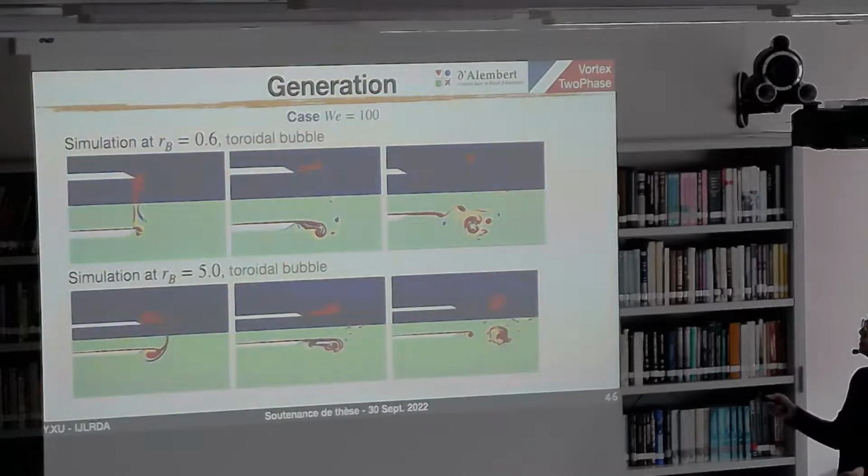Then, if we increase the Weber number to 100, we can find in both cases, for a small bubble and a large bubble, we have obtained a toroidal-shaped bubble. In this case, the surface tension is just too weak compared to the inertial.